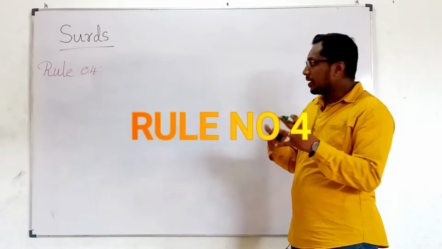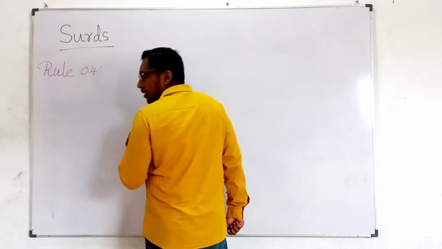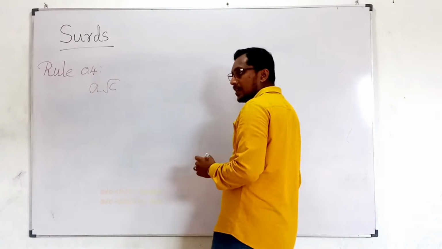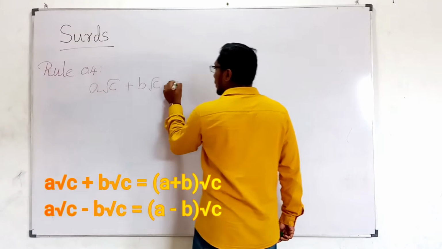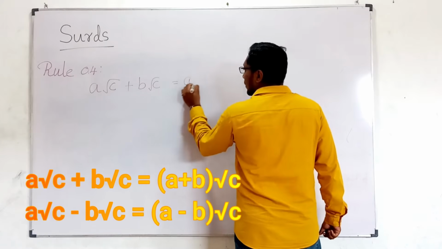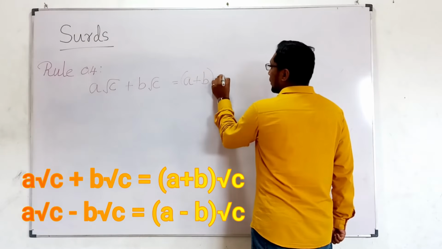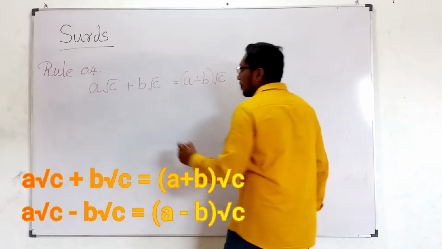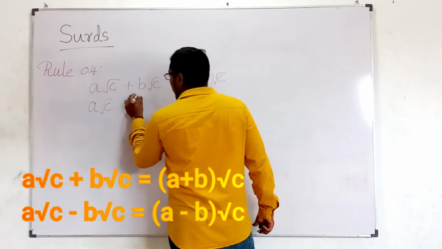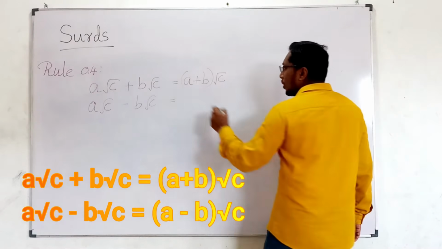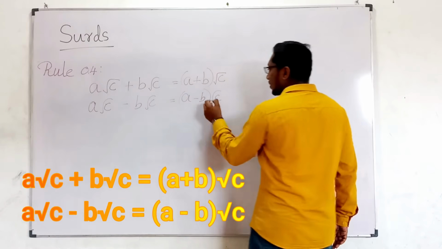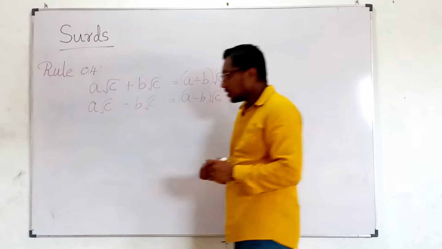Rule number 4. Rule number 4 explains how we simplify many surds together. Let's take a root c plus b root c. Then you can easily simplify this. It's a little bit similar to like terms in algebraic expressions. The two numbers can be added together. When we have to subtract, that is also very easy. What we have to do is subtract the two numbers.